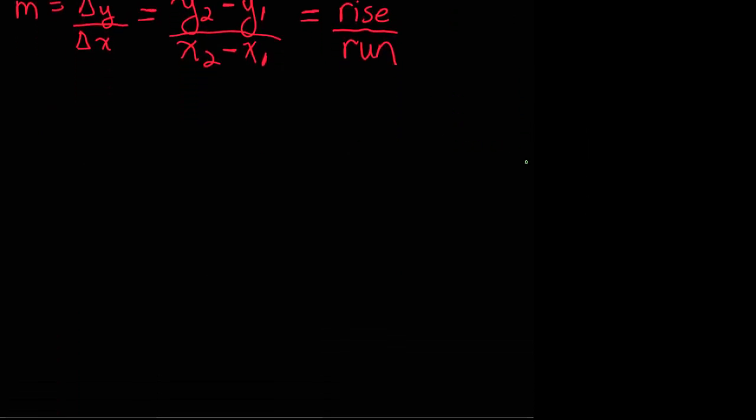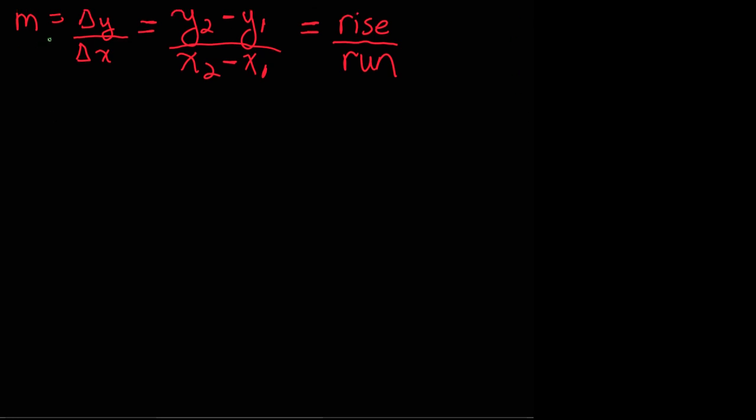So I'm using the variable the book uses. My slope is equal to my change up or down over my change left or right. And we can say, hey, this is the rise over the run.